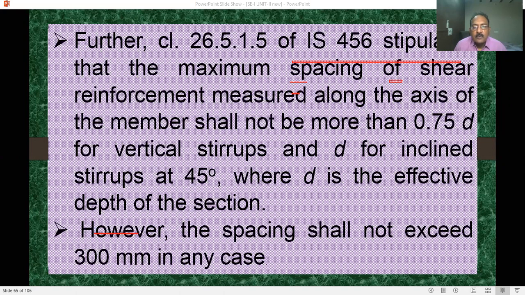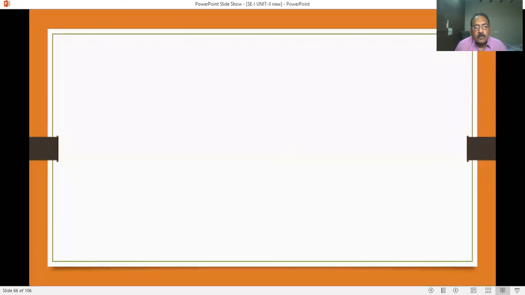This is given in the IS 456, above your minimum shear reinforcement. So that's why it is very important to know how to use the code book in solving your problems. This is as per code book provisions.